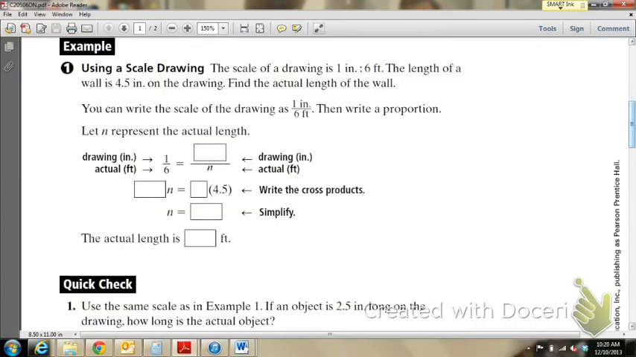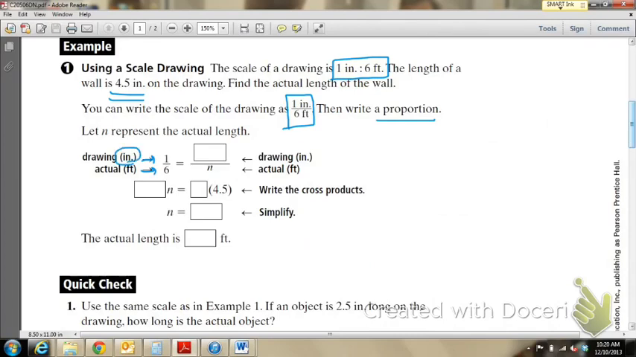Okay, so now we're going to use a scale drawing. So they're going to tell us that the scale of a drawing is 1 inch equals 6 feet. The length of a wall is 4.5 inches on the drawing. Find the actual length of the wall. We usually write our scales in a drawing as a fraction, and then we're going to write a proportion. So it doesn't matter what order you go in. Usually we just do the first number over the second number. So we chose 1 over 6.